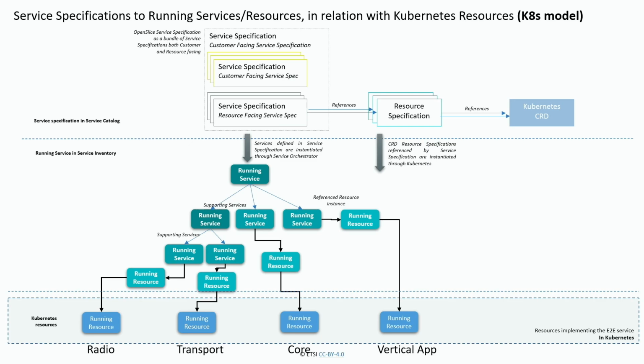So this hierarchy of the service specification, where we can have a parent end-to-end service specification that comprises many other children service specifications, translates to actual instantiation of this hierarchy, and you can see that we have an end-to-end running service, which comprises underlying supporting services, which eventually will map to direct Kubernetes resources, as you can see here.